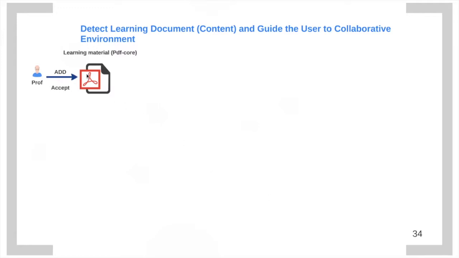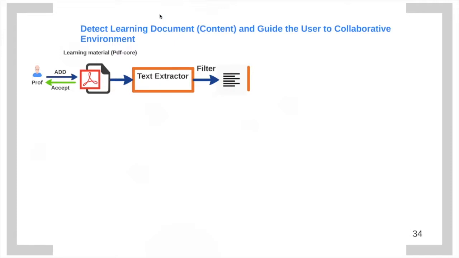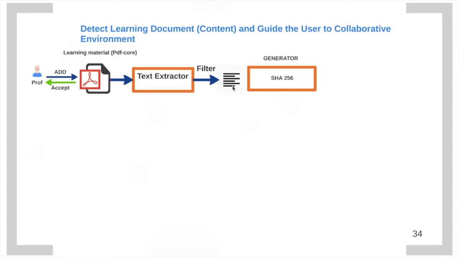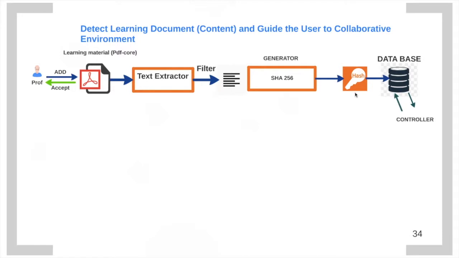Suppose the professor adds lecture material as a PDF course in Salmon. Then we extract the text and filter a part of the text. This is just part of the PDF course, for example the abstract or the introduction. Then from that part, we generate a hash key with SHA-256, a hashing function that is available in Java, and then we store this hash key associated with this PDF course in the database. We want to make this document unique in our system, even if it has a different URL from a different server.